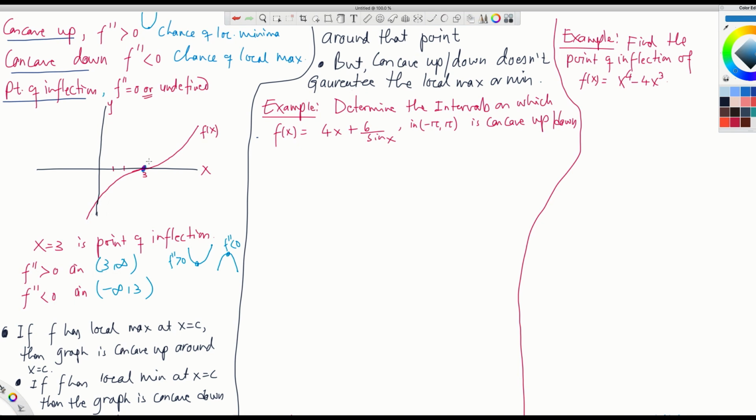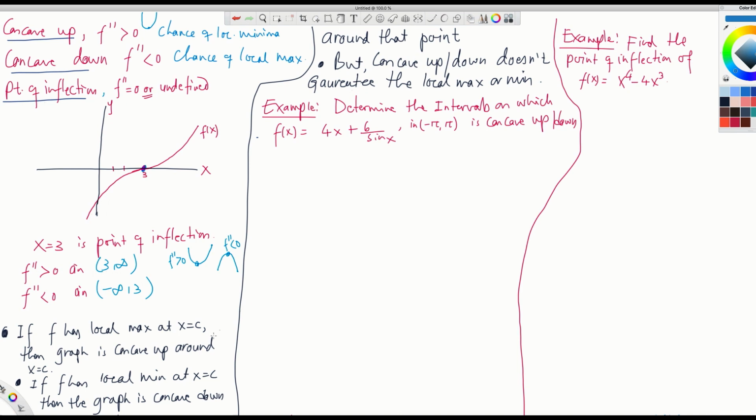So what I'm trying to say here is, if a function is concave up, the second derivative is positive in that region, around that point, and there is a chance of local minima, but it does not guarantee it. There is a chance only. If it is concave down, then the second derivative is negative, and there is a chance of local maxima. If there is a point of inflection, then the second derivative is always 0 or undefined. But the other way does not work here. The second derivative being 0 does not imply a point of inflection.